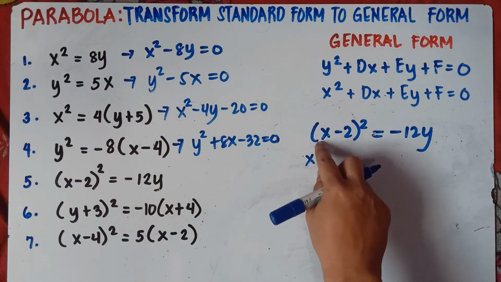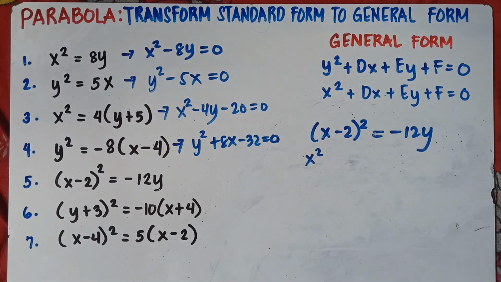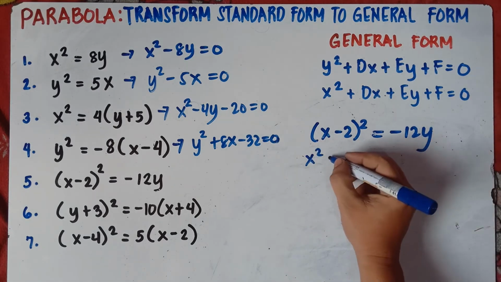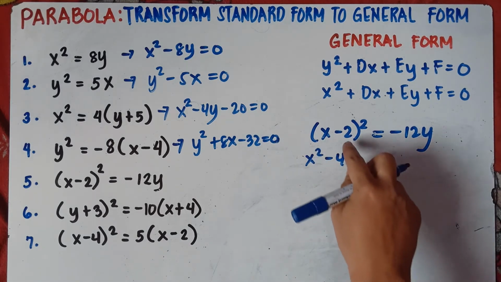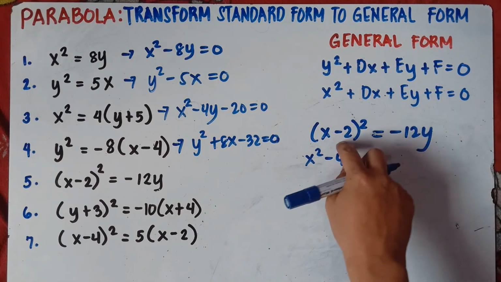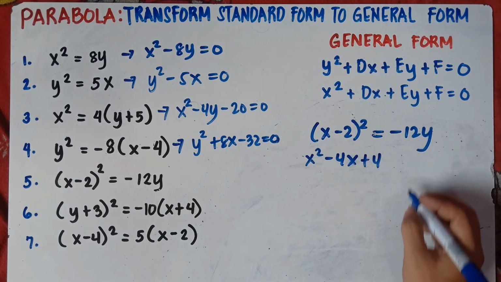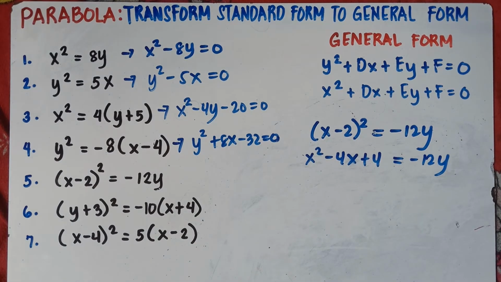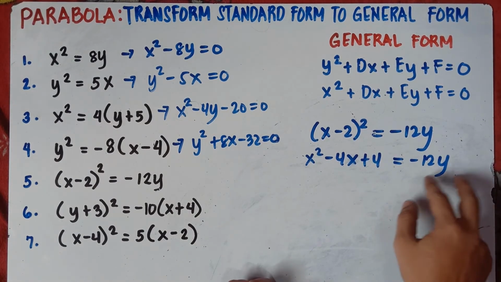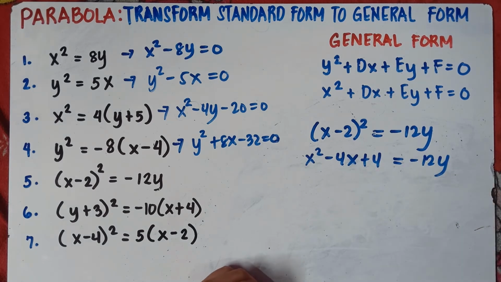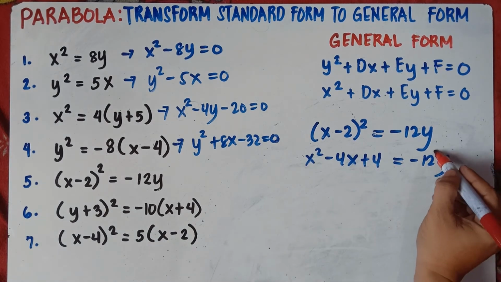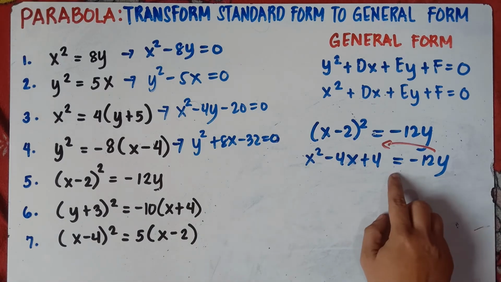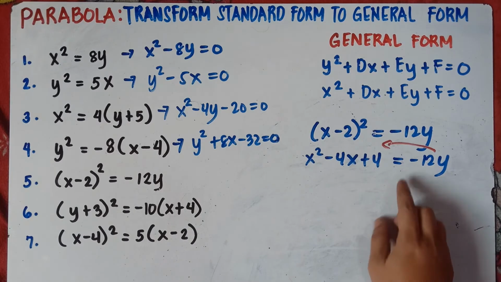Multiply the first term and second term, x times negative 2, that's negative 2x, times 2, that's negative 4x. Square the last term, negative 2 times negative 2, that's positive 4. Then equals negative 12y. Alright, so next step, you transpose negative 12y from right to left. So you transpose this one. Once again, do not forget, you change the sign once you transfer from this equal sign.